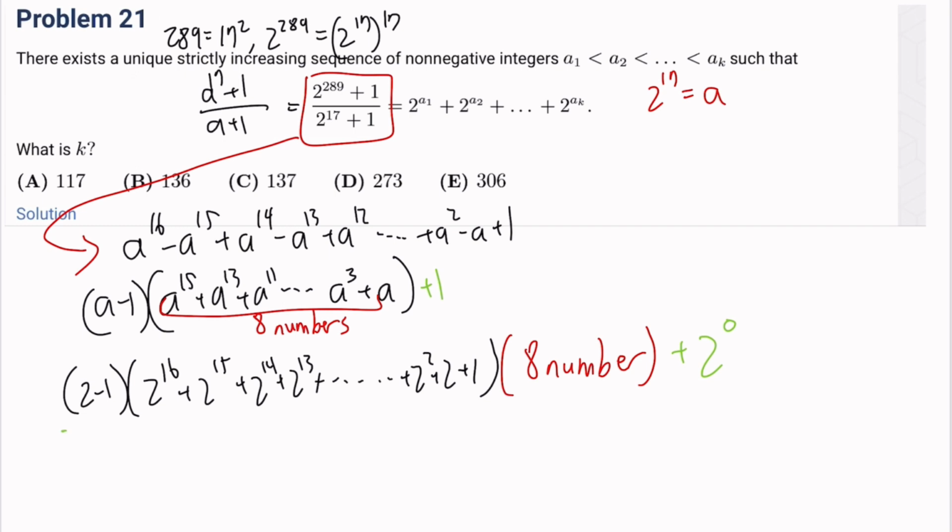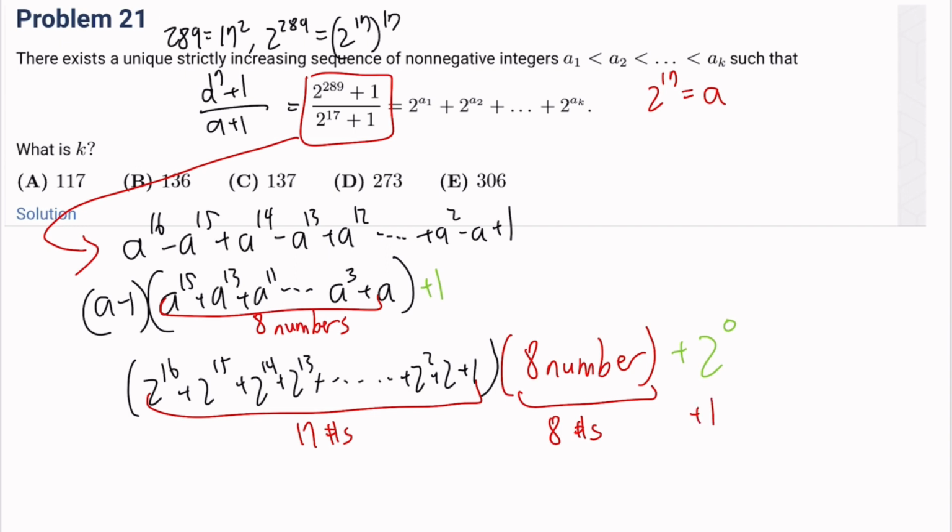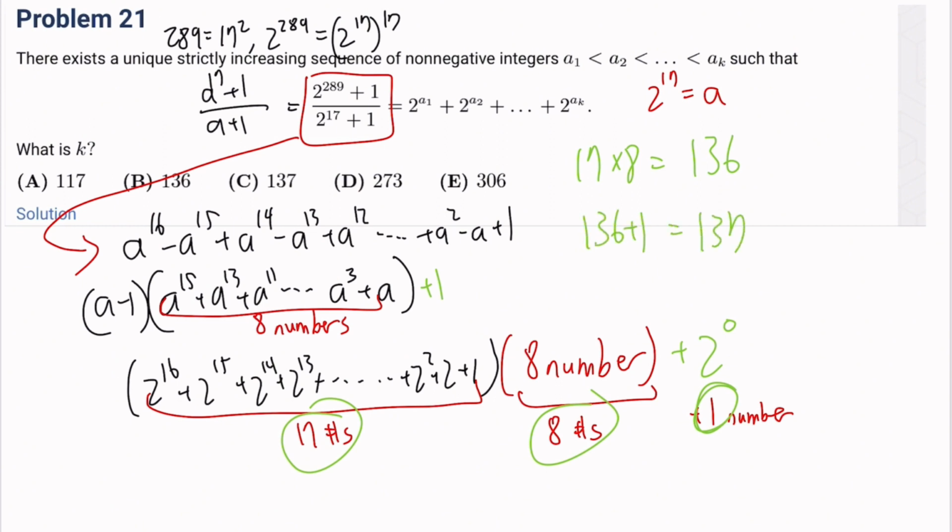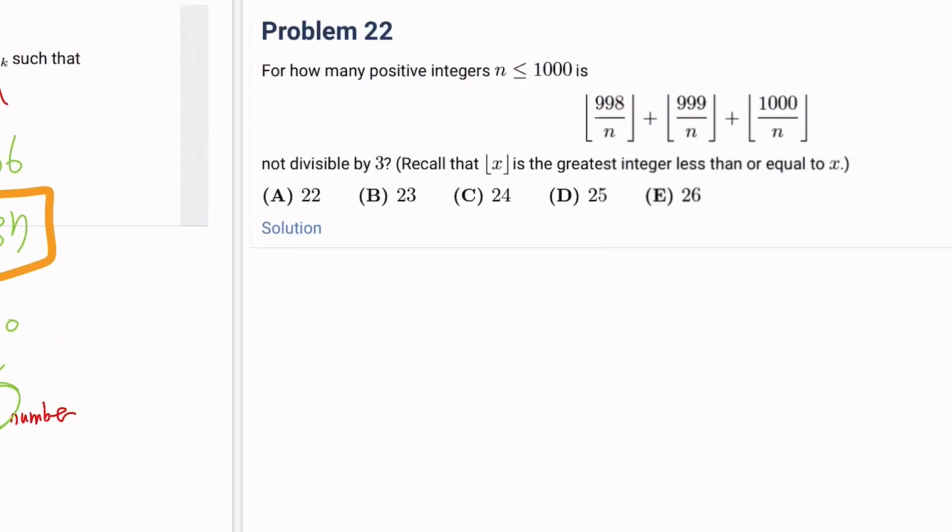And then, since this is just 2 minus 1, that's multiplied by 1, so that's just 0, so that goes away. And so how many integers do we have here? We have 17 numbers here, and here we have 8 numbers, and then plus 1 number, right? And so that would give us in total 17 times 8 equals 136, but then we have to add one more number, so 136 plus 1 equals 137, so 137 is the answer. C.